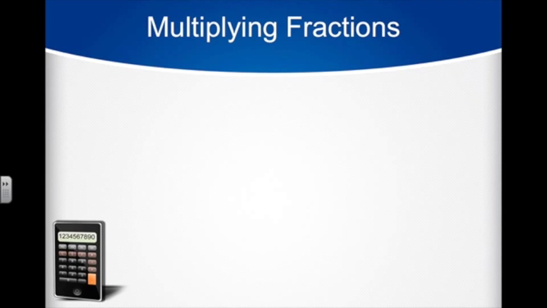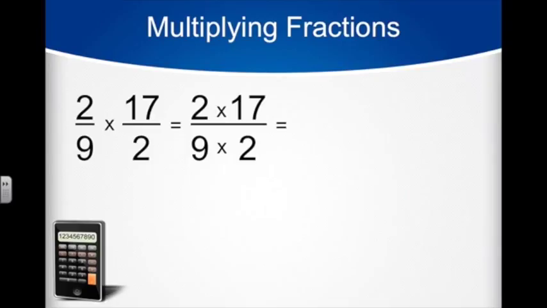Let's look at another example. To multiply 2/9 times 17/2, we need to multiply the numerators, 2 by 17, and the denominators, 9 by 2. This gives us the answer, 34/18, but we're not done yet.